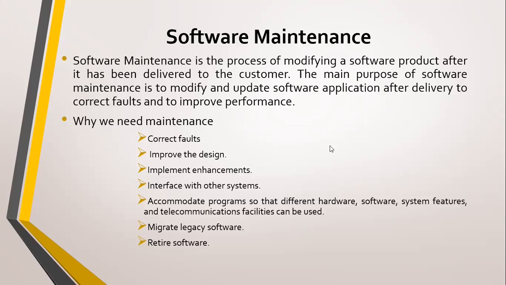Software maintenance is the process of modifying a software product after it has been delivered to the customer. The main purpose of software maintenance is to modify and update software applications after delivery to correct faults and to improve performance.